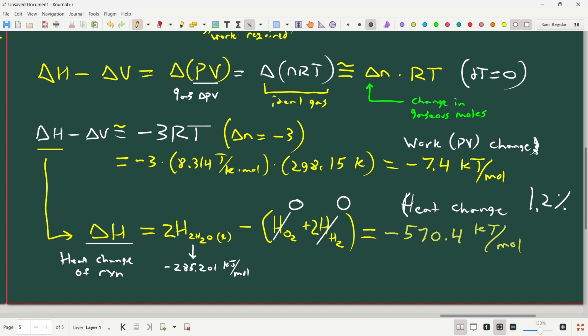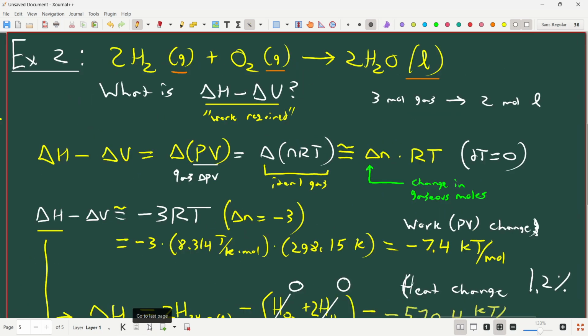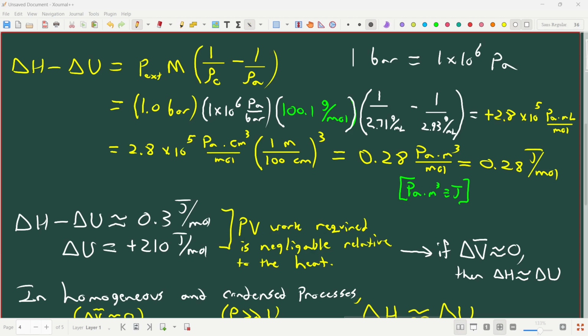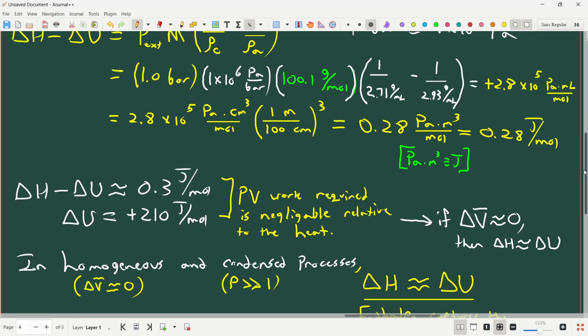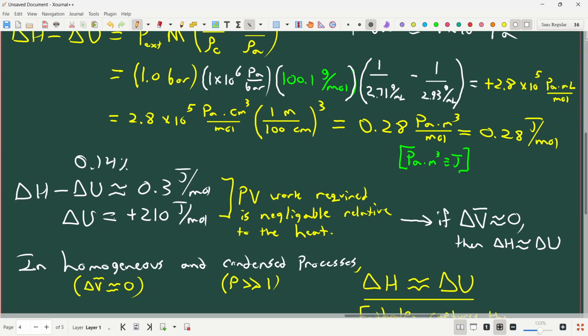What are they off by in the other one? How different are they? So the work is 2% of the heat in this case. What is it in the previous one? 0.3 over 210. What percentage is that? I'll just do it for you. This is 0.14%. It's a tenth of the contribution of the other one. So by going from gases to liquid, the contribution due to the work to change the phases is 10 times more than it is for two solids.